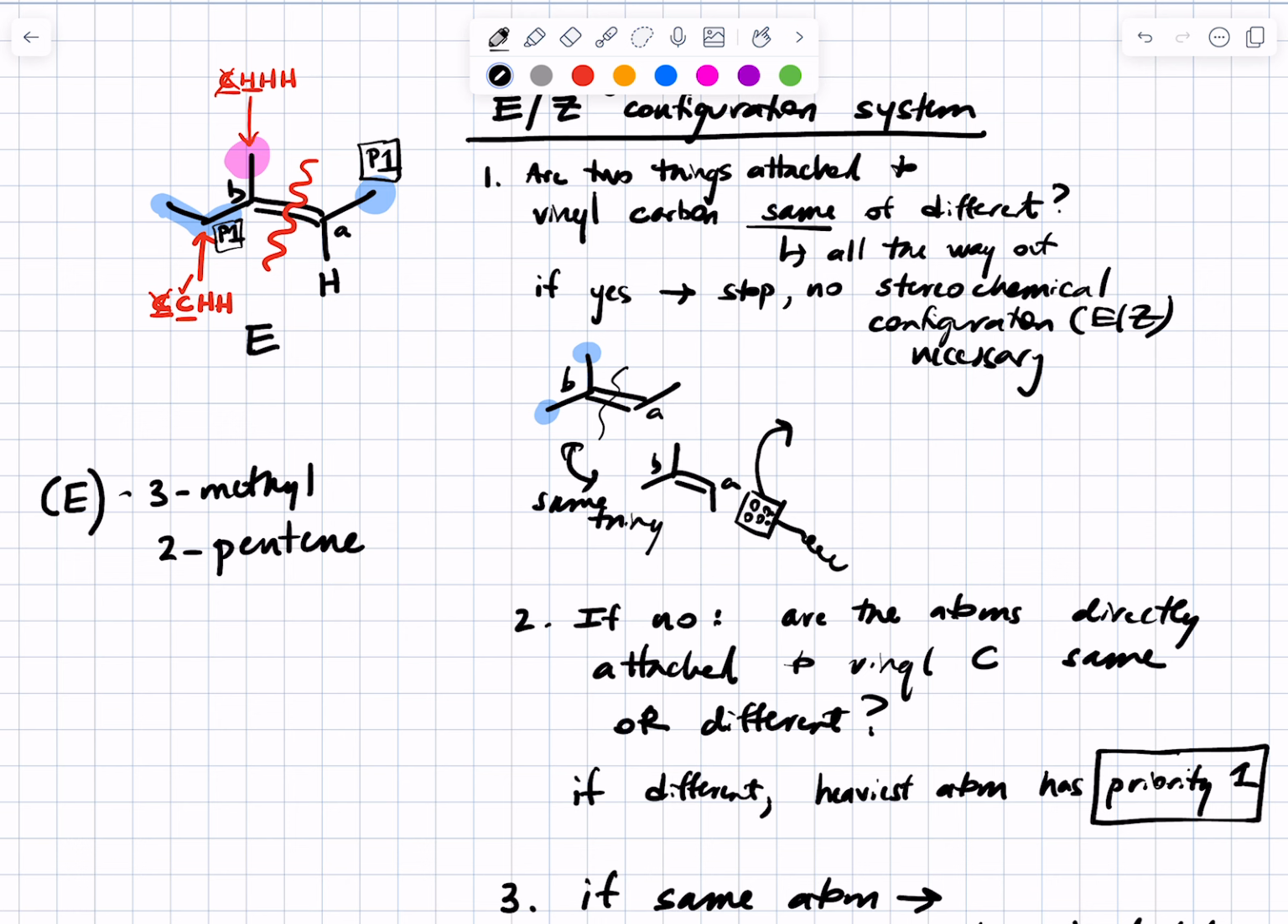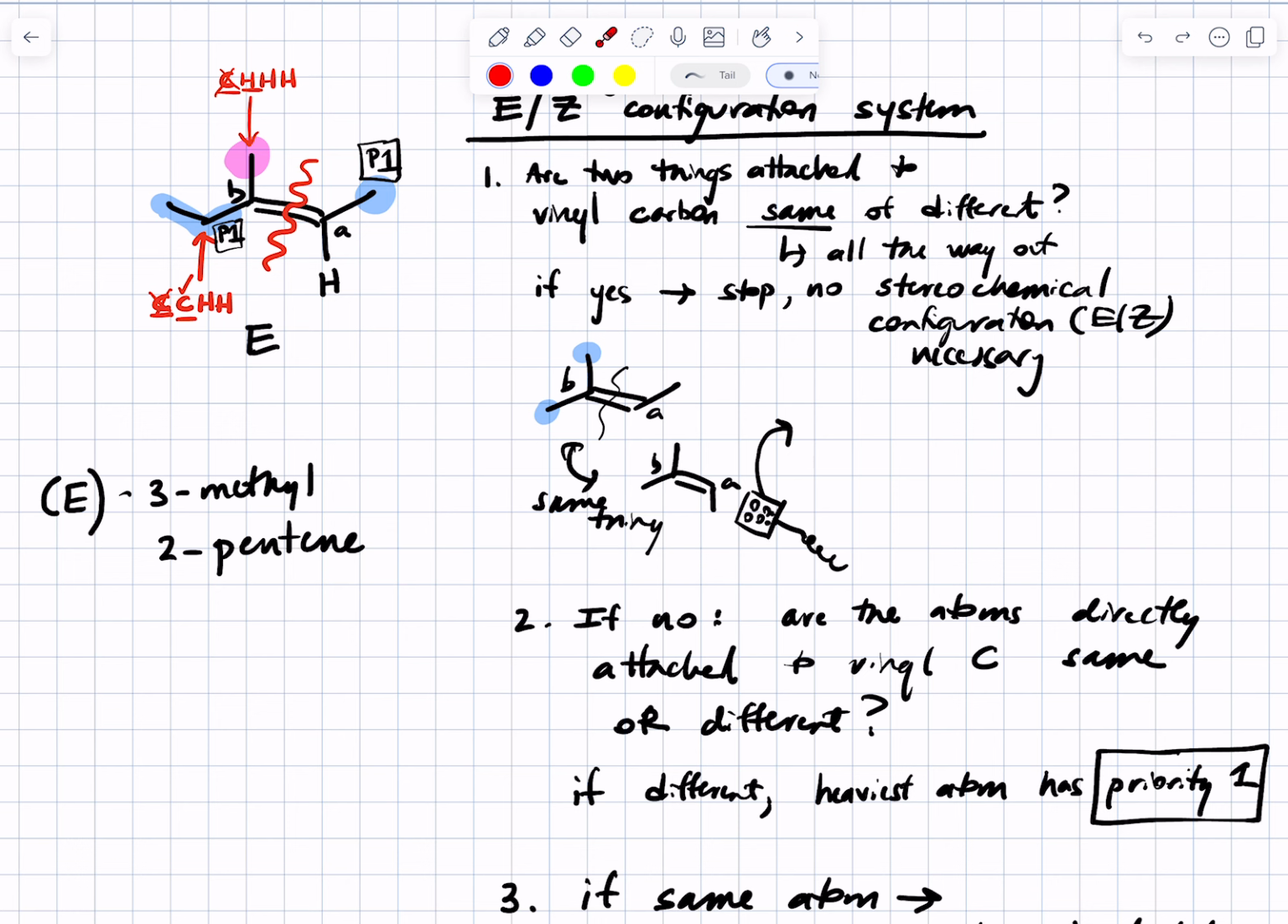If there were multiple double bonds in the molecule, we would have to specify the double bond in front. We would have to write the number 2 in front of this letter E to indicate that the pi bond between 2 and 3 has the E configuration, and we do that for the other alkene in the molecule.